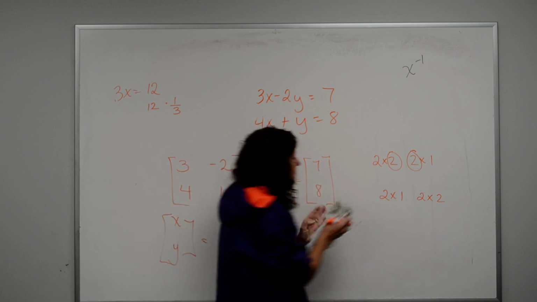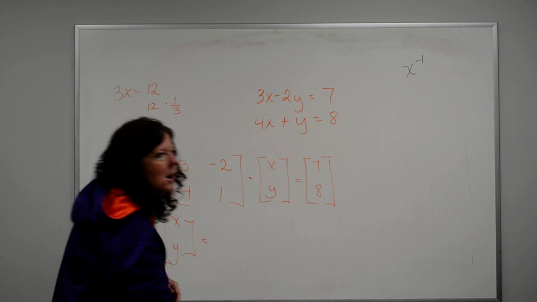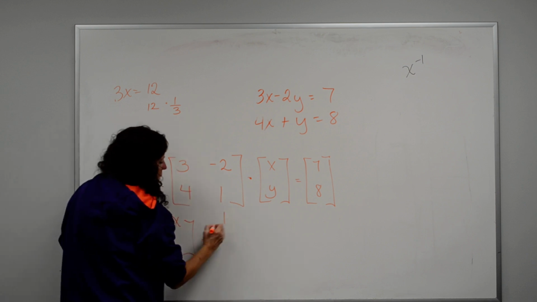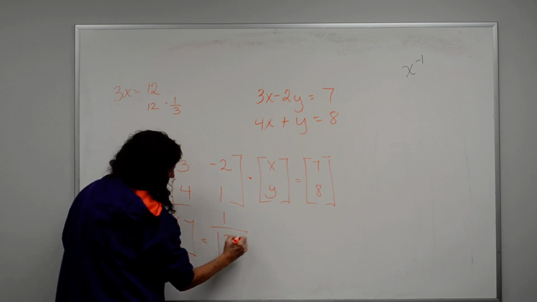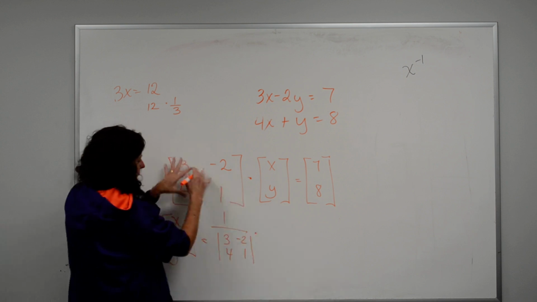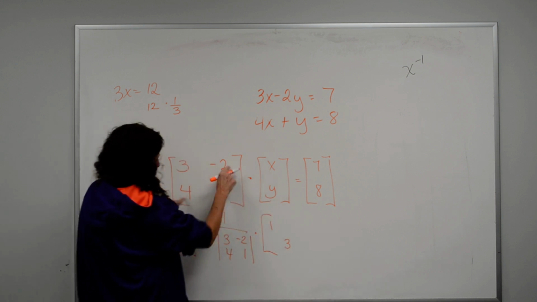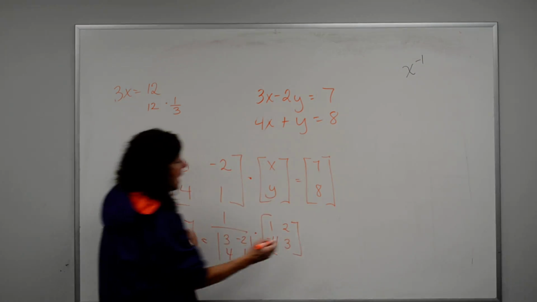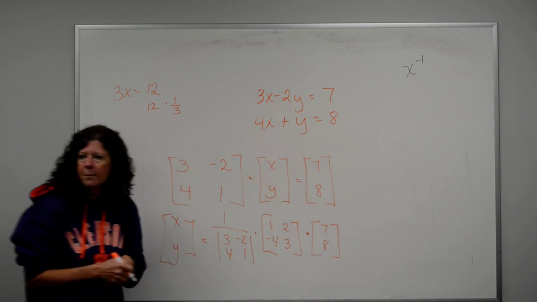Okay, you with me? All right, so I did that and then I forgot to set my timer. All right, so I'm going to take the inverse of this, which is 1 over the determinant of this, which is 3, 4, -2, and 1. And I'm going to multiply it by, remember, I have to switch these two. So 1 and 3, I have to take the opposite of those two. And I get that, times 7 and 8. You with me so far?